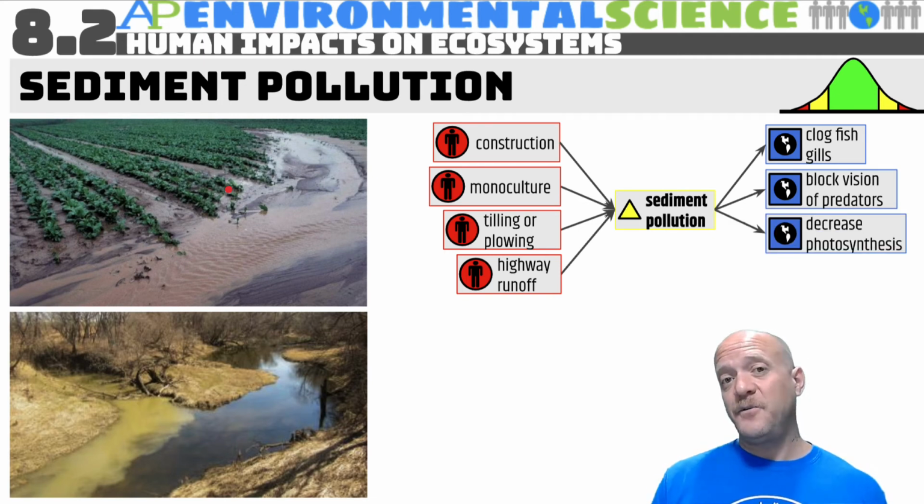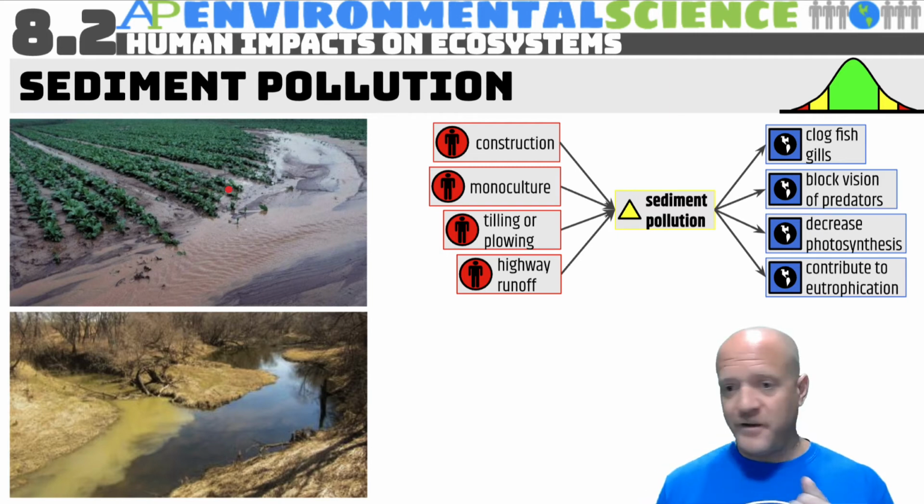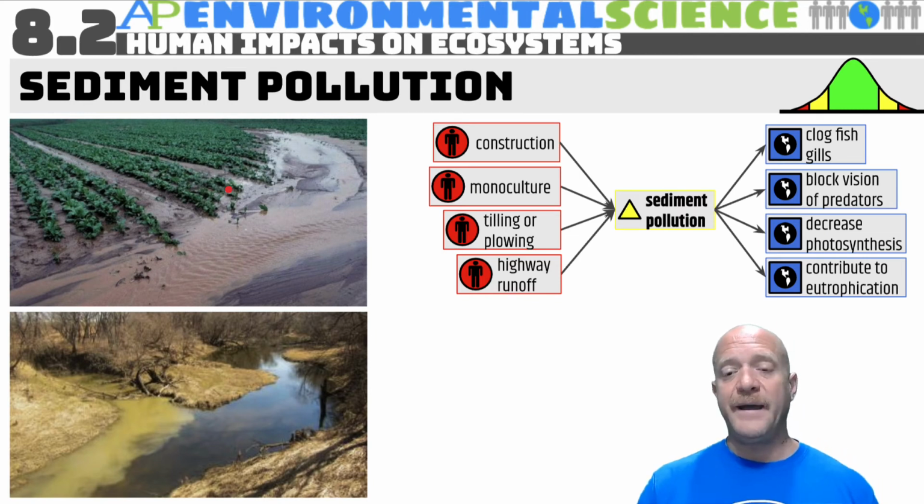You can also block the sunlight and decrease photosynthesis rates, which can impact the primary productivity and overall food webs of an aquatic ecosystem. And finally, if there are nutrients or organic materials present in the sediment, it can contribute to eutrophication, leading to an algal bloom, leading to hypoxia, and then biodiversity loss.